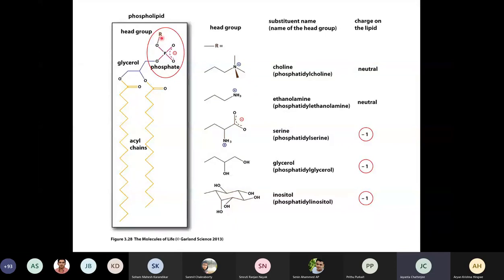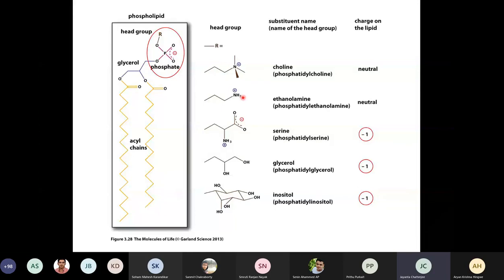Depending upon the charge present on this R group, the entire lipid molecule can be negatively charged or neutral. If you don't have an R group, the entire lipid molecule is negatively charged, a single negative charge because of the phosphate. But if you have a positive charge, the lipid will be neutral. For example, you can have lipids primarily composed of phosphatidylcholine, meaning this R is a choline group, then the lipid is neutral. Or if you have lipids composed of phosphatidylethanolamine, the lipid bilayer will be sort of neutral.